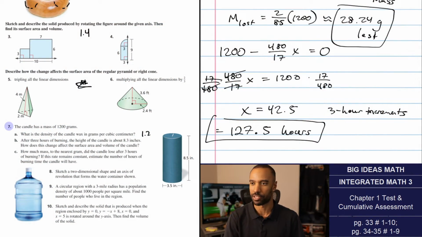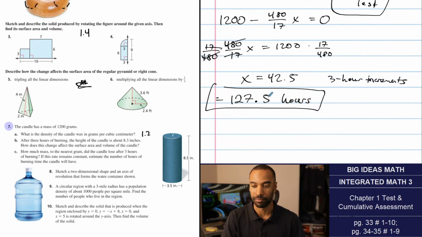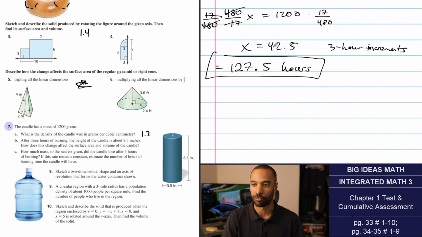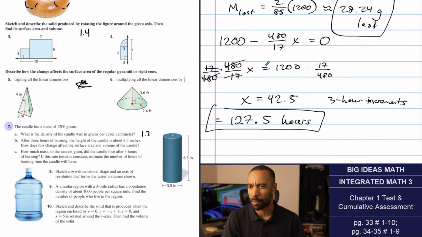Let's see where we last left off. We last left off with number 7. Did we answer C? Yes, number of hours. All right, we ended up with number 7 here. This 3-hour interval, multiplied this by 3, and then we got this number here. It had to do with the ratio of how much was being lost.